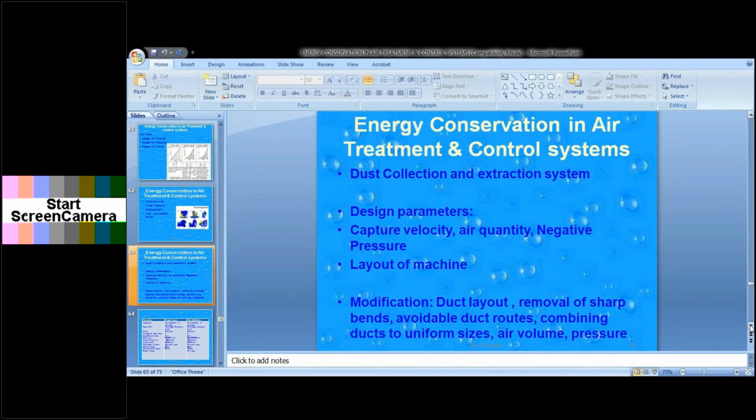So the modification we have done is, we saw the entire duct layout and removed the sharp bends and avoidable duct routes. When you have a 45-degree bend, the power will be less and the pressure drop will be less. If you have the same 90-degree, 3 times the loss will be there for the same diameter duct with the same velocity. So the ducts of uniform sizes, air volume and pressure, everything we have seen. Based on that, we have done the modification.